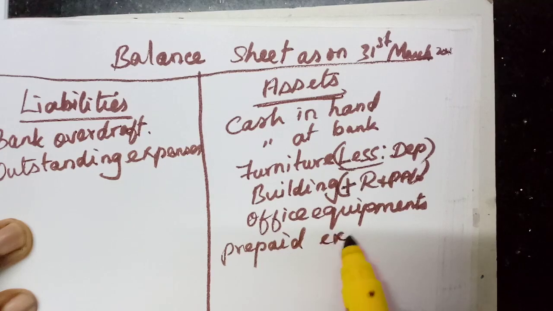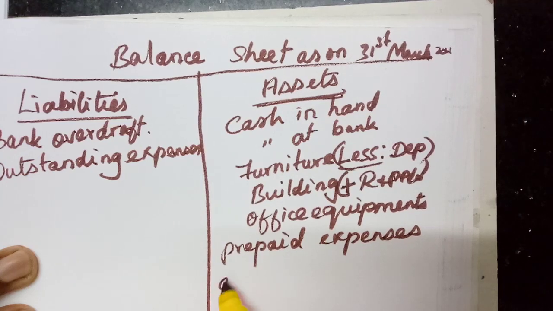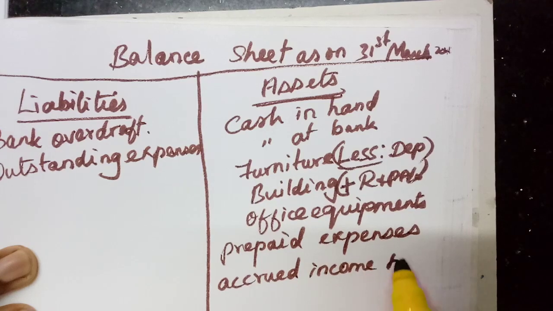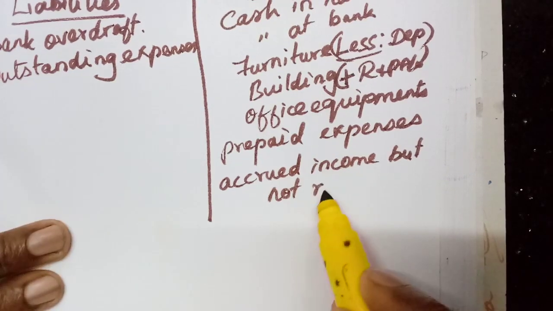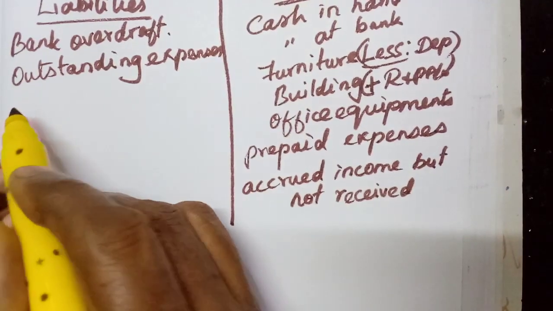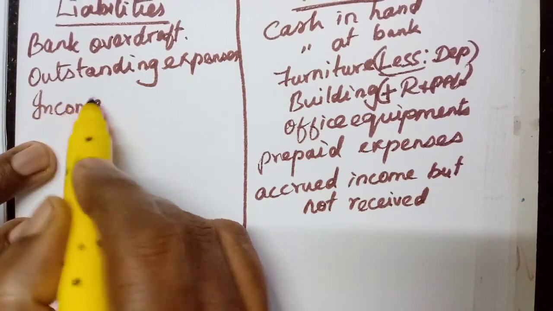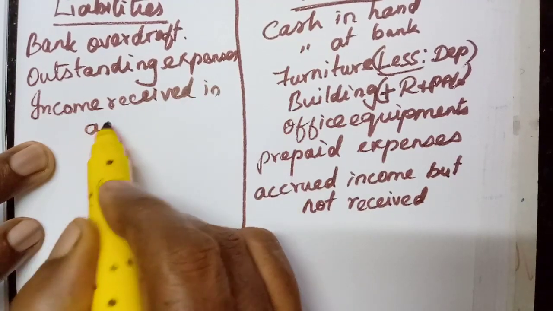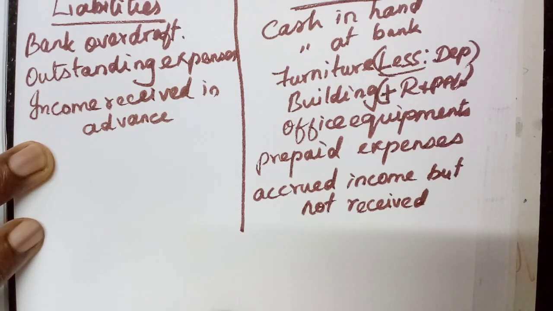Okay, then prepaid expenses is an asset. So prepaid expenses will come on the asset side. Then accrued income but not received. It is an asset, isn't it? Accrued income but not received will be coming on the asset side. Then income received in advance. Any income received in advance. Advance is a liability that we have to show. We have to show it on the liability side.